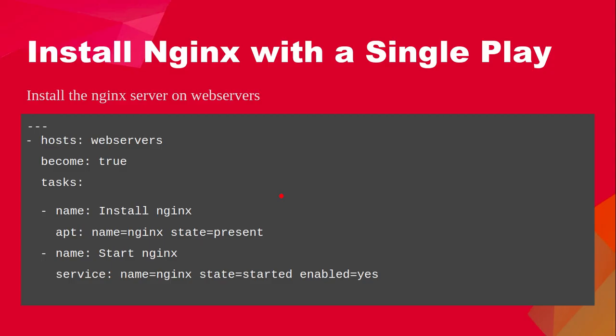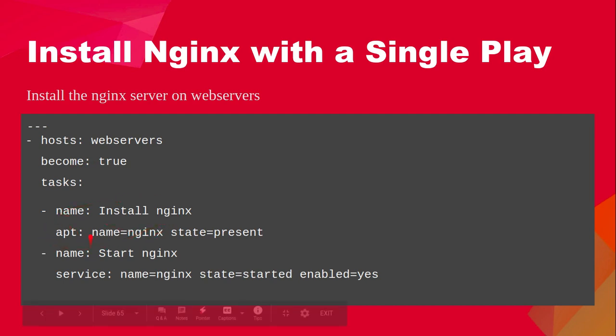Now let's see an example. I want to install Nginx with a single play. I want to install the Nginx server on the web server. So how can I write the playbook? It's a simple YAML file configuration, where I'm writing where I want to run. This is a group of web servers. Become is true for privilege escalation, and then the tasks I want to perform: the first task I have is install Nginx.